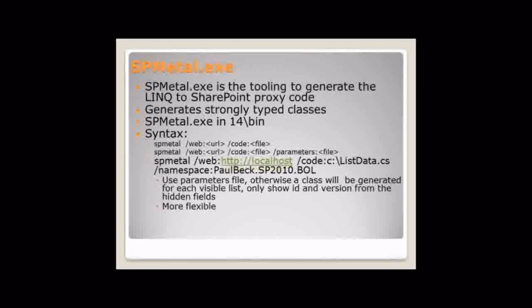And you can actually see one of my switches in the example there refers to /namespace, and then my namespace is pullback.sp2010.bol for business object layer. It doesn't matter. Obviously, it's just quite nice if you generate it with the right namespace, as you can just go and put the file directly into your Visual Studio project.